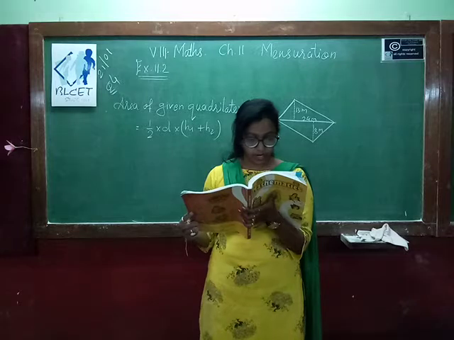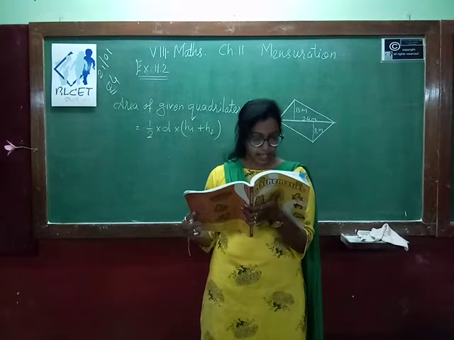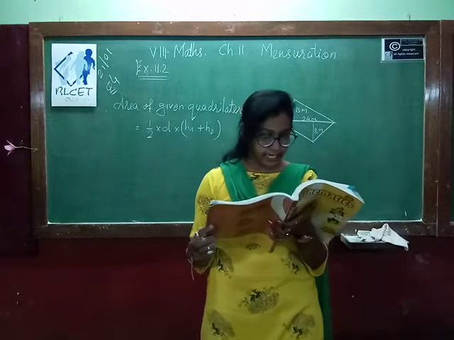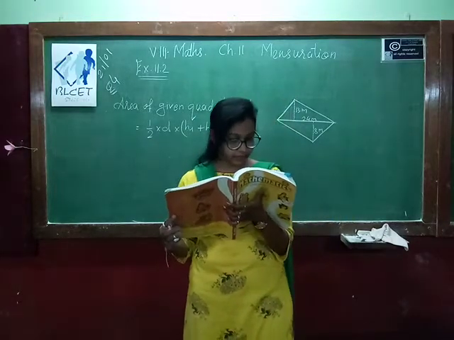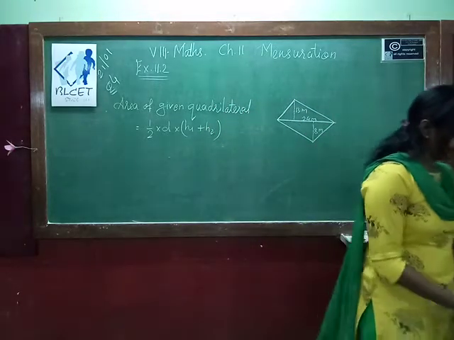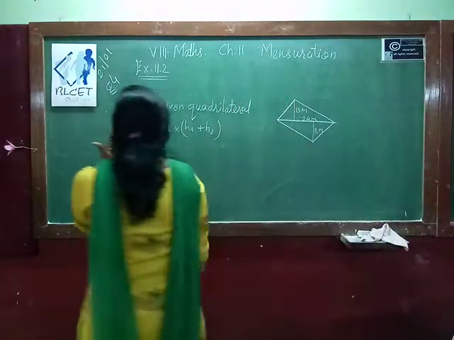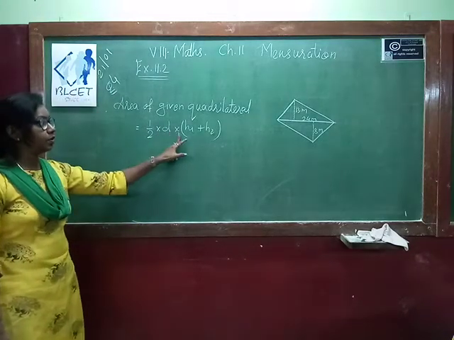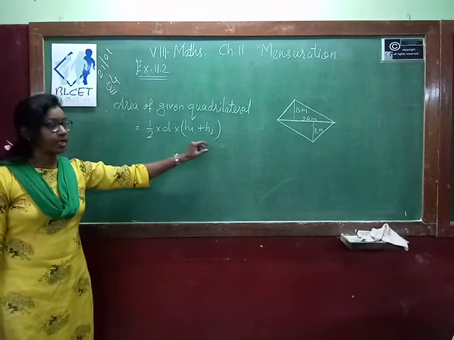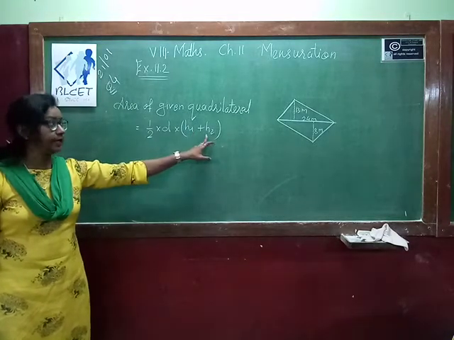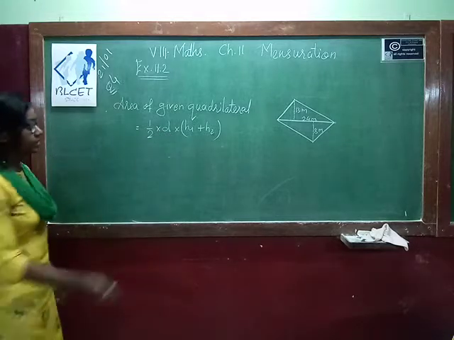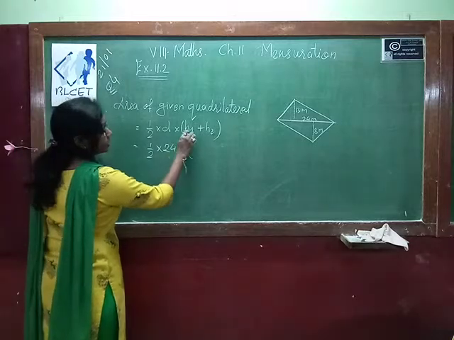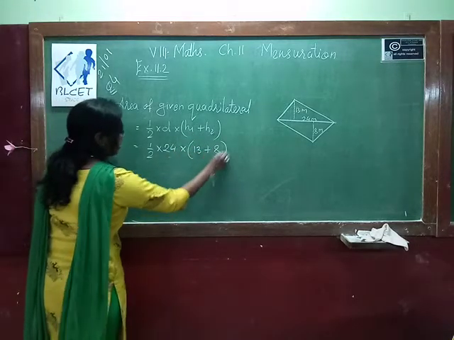The diagonal of a quadrilateral shaped field is 24 meter and the perpendiculars dropped on it from the remaining opposite vertices are 8 meter and 13 meter. Find the area of the field. So we have already obtained the formula for such kind of quadrilateral. The formula is half into diagonal into h1 plus h2. h1 is the first height and h2 is the other height. So here the measurement of the diagonal is 24. So 1/2 into 24 into h1 is 13 and h2 is 8.